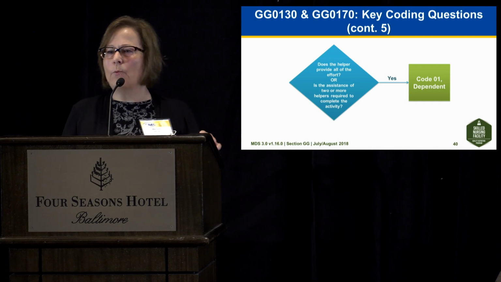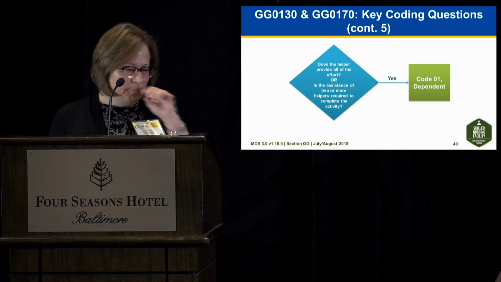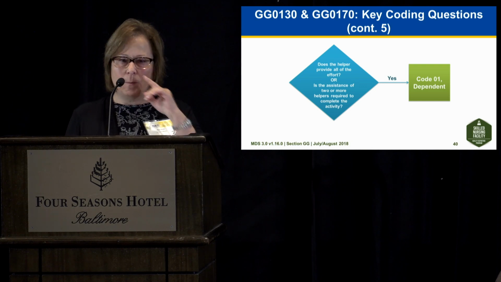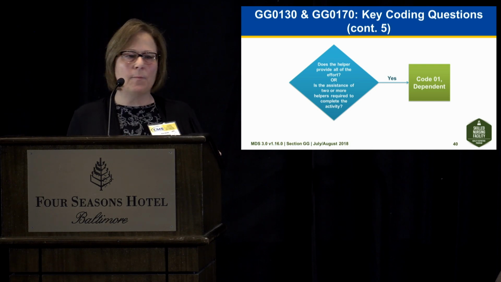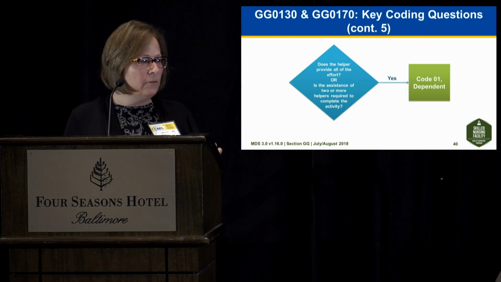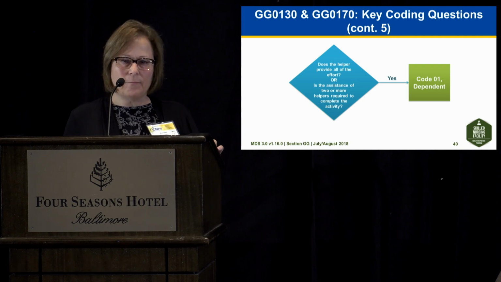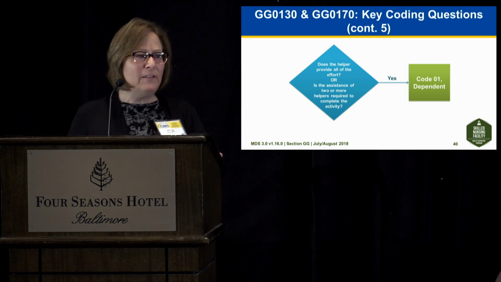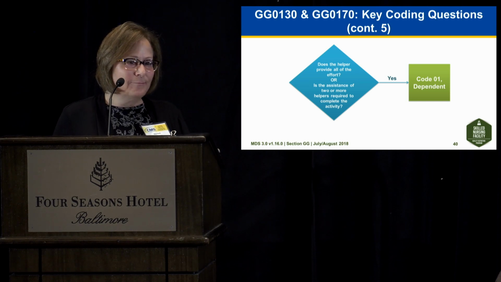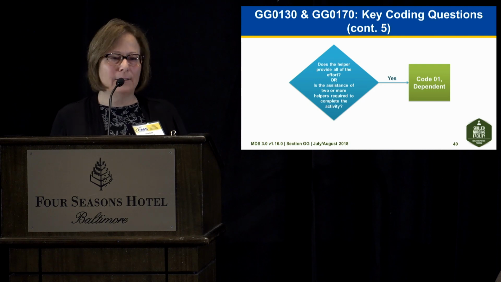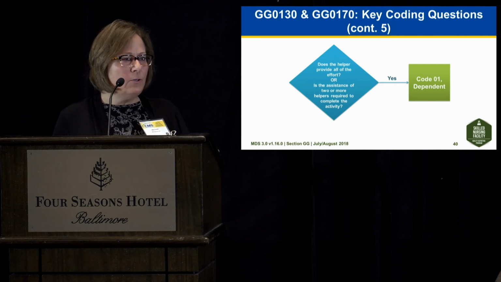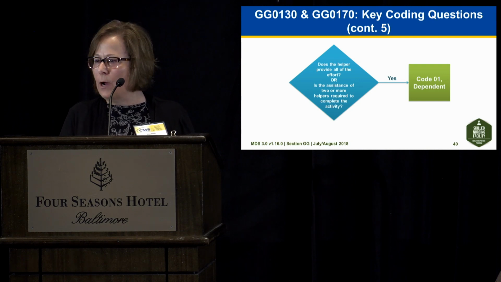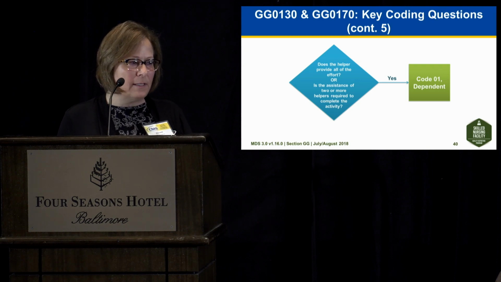The other key point that I want to bring out here is that when we're coding the level of performance, it is based on more than half or less than half. I remember back in 2016 when I said, well, what if it's half? And the answer is clinical judgment. You need to use your clinical judgment to determine whether the resident requires more than half of the effort or less than half of the effort.